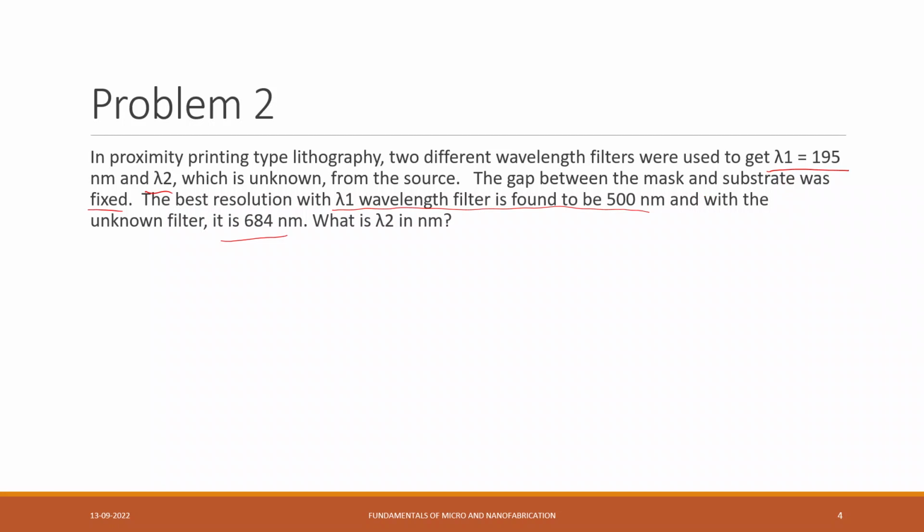You can think about what resolution depends on in proximity printing, and that is how you can approach it. That way you would be able to solve the question. I'll give you some time and you can try, and then we will discuss.